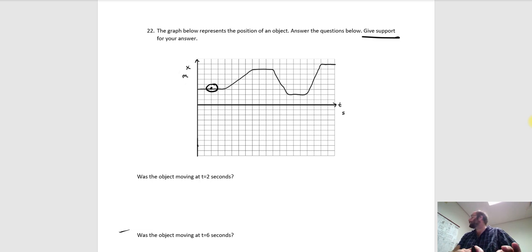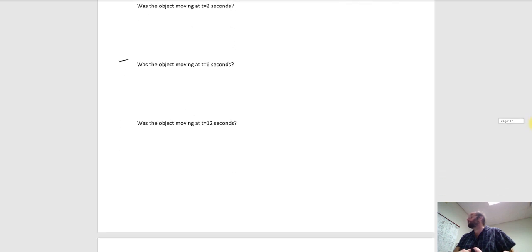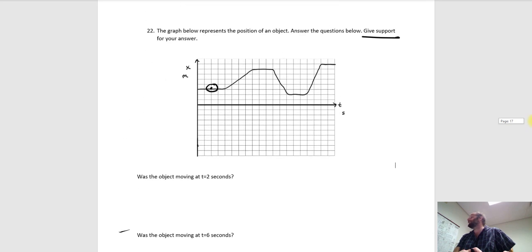Same type of thing for 6 seconds. Is it moving? Yes or no? All of these are the same types of questions. Just make sure you give support for your answers. I'm not going to take them when I look at them if you don't give some sort of support. And that support is basically centered around, is the slope positive, negative, or 0? Or the other way you could answer that is, is the x value changing at that time? Either one, just make sure you address it in some way, shape, or form.